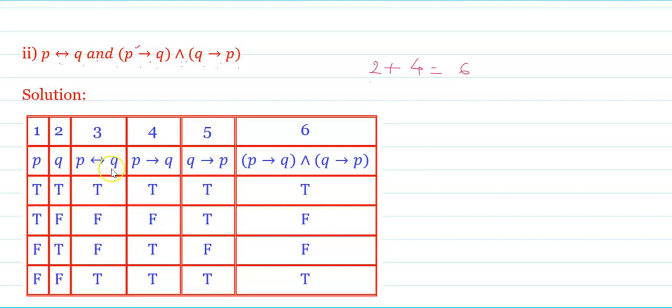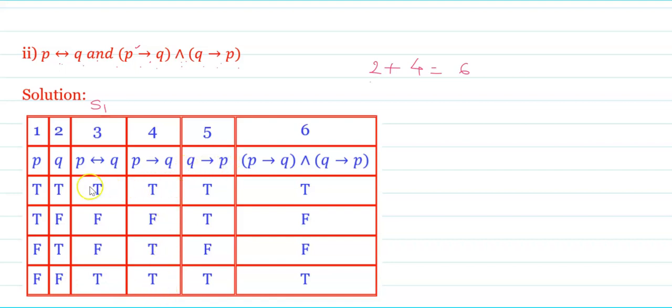P double implication Q. How is double implication? If both of them are same, then it is true, otherwise F. TT is T, TF is different, therefore it is F. FT is different, it is F. FF is again T. This is the first statement pattern, S1. What about the next? P implies Q. T implies T, then it is T. T implies F, it is F. F implies T, then it is T. F implies F, both of them are the same, therefore it is true.